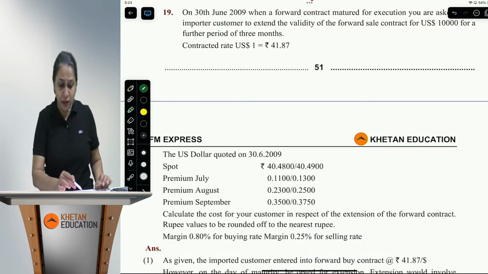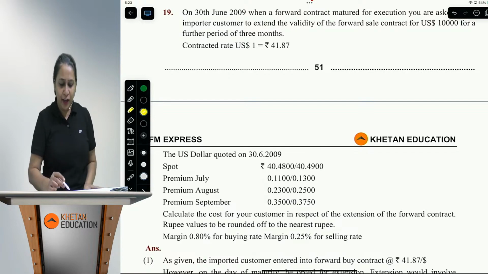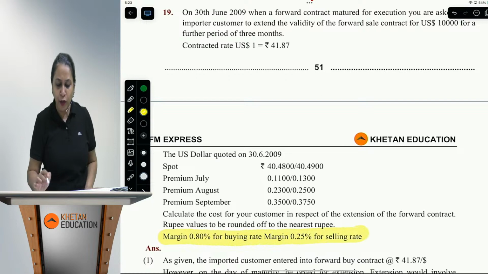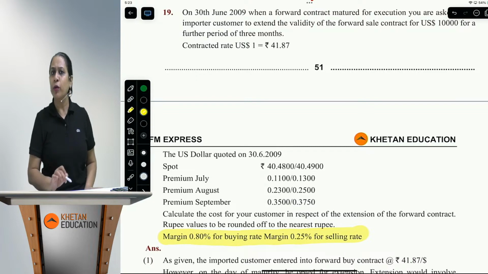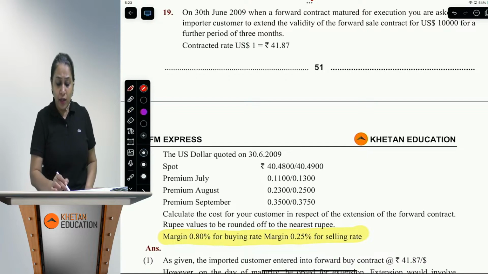data, margins, okay, margins, that is completely okay. So margin is 0.80% for buying and 0.25% for selling, correct? I just took this. If you see the solution, you will be able to understand completely. But most of the students keep on asking me, ma'am, why did you use the margin for buying? For them it is meant for ask rate, for them it is meant for bid rate.